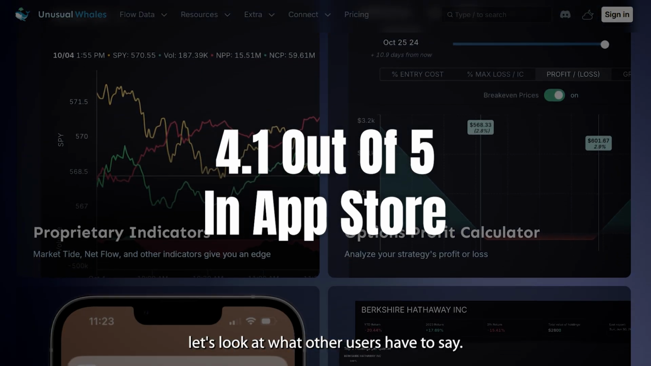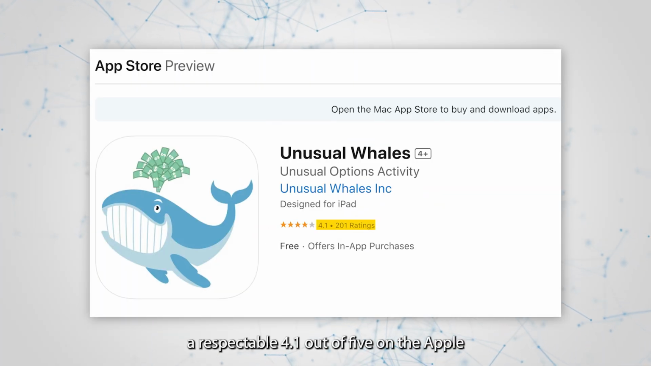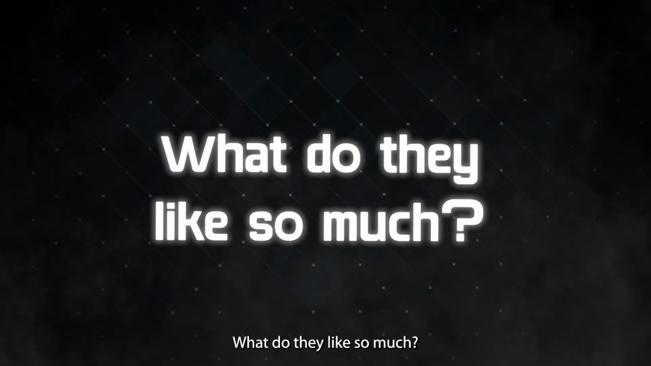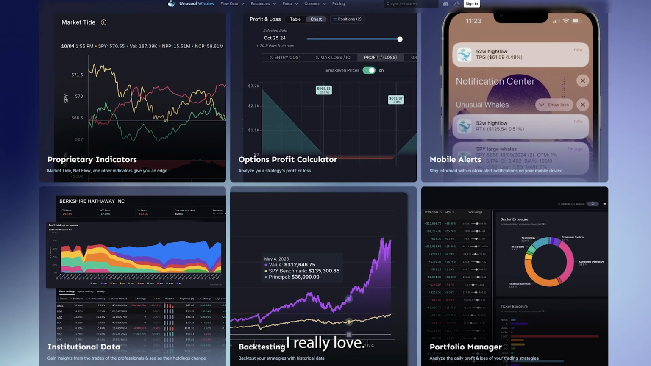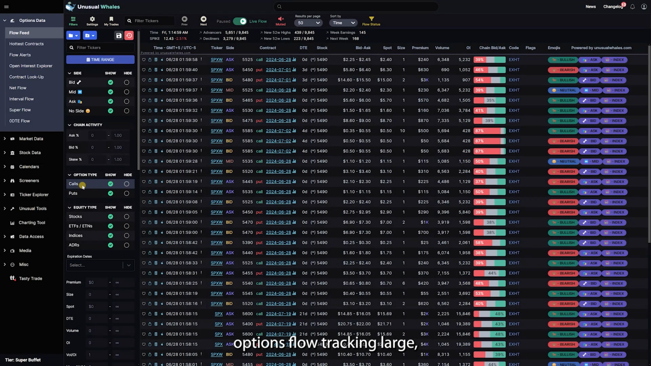Speaking of traders, let's look at what other users have to say. Unusual Whales scores a respectable 4.1 out of 5 on the Apple App Store. What do they like so much? Well, there are a few features I really love. The heart of Unusual Whales is its live options flow, tracking large, unusual trades in real time. This lets you spot market moves early, giving you an edge over others.